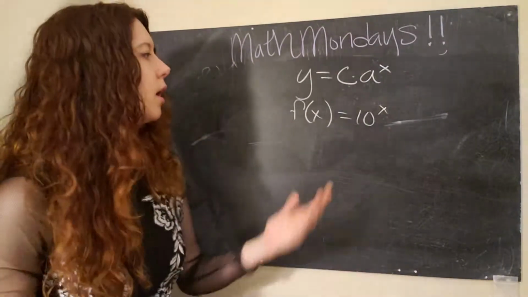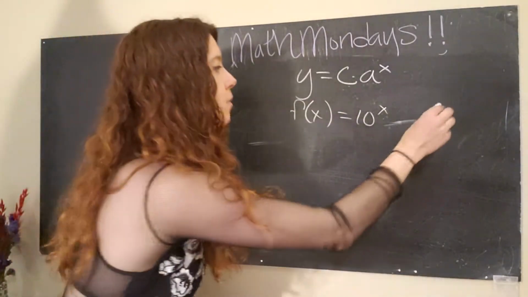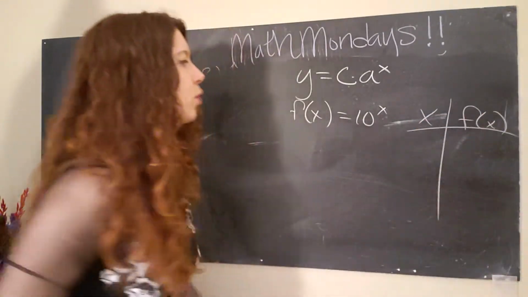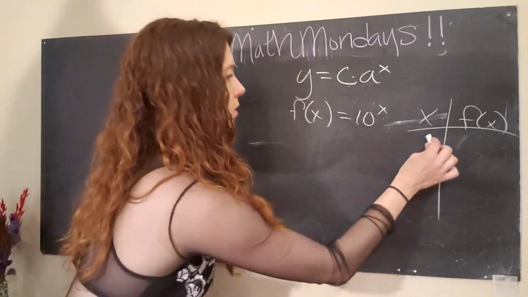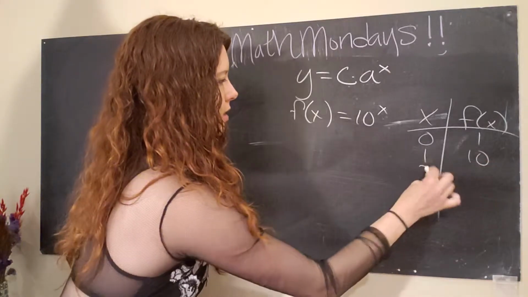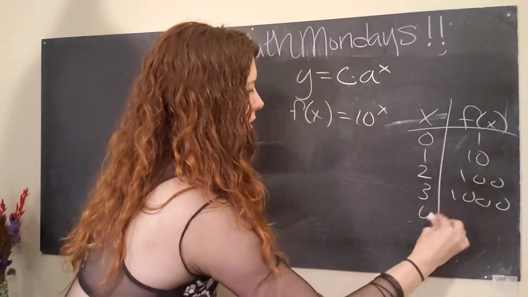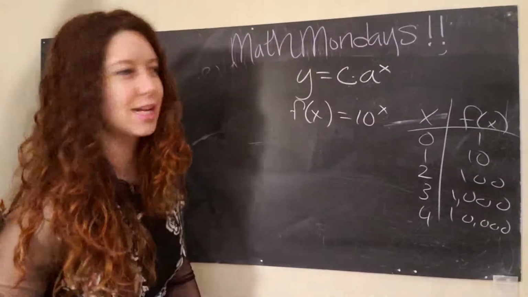And so if we want to understand how this function changes over time, we can do the same thing we did last time with our first exponential function and draw a table of values. So if x is 0, f is 1, x is 1, f is 10, 2, 100, 3, 1,000, 4, 10,000, etc., etc. You get the picture.